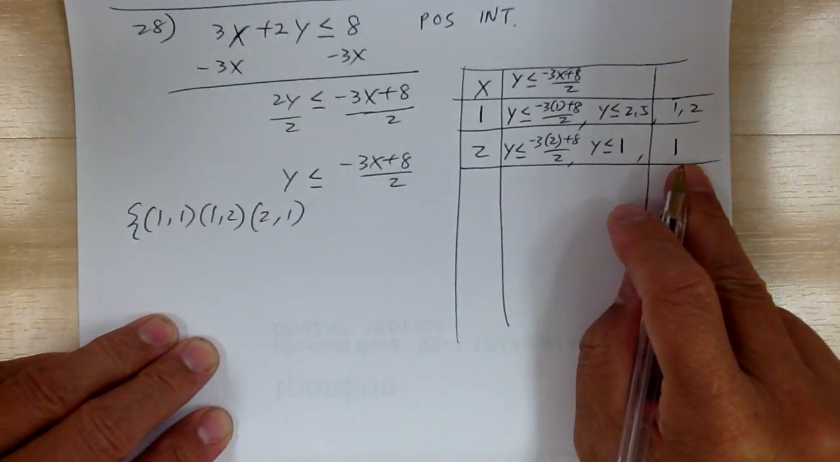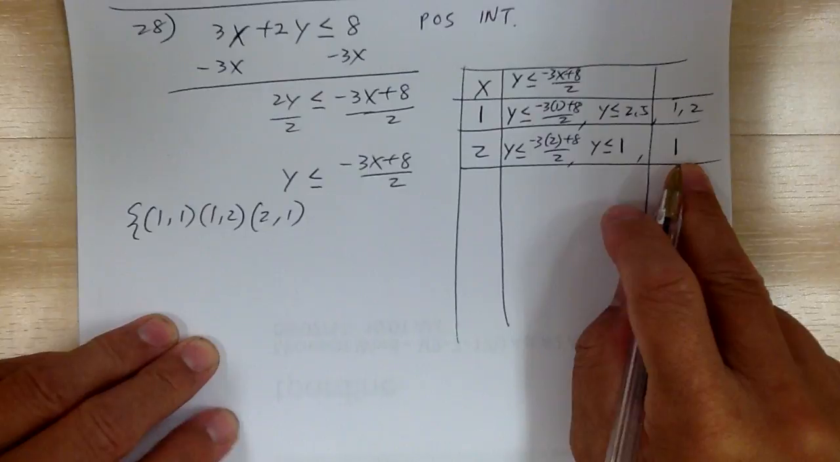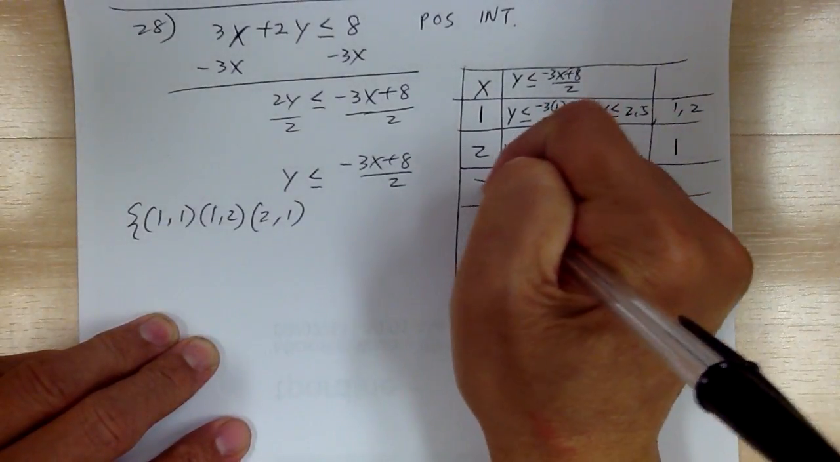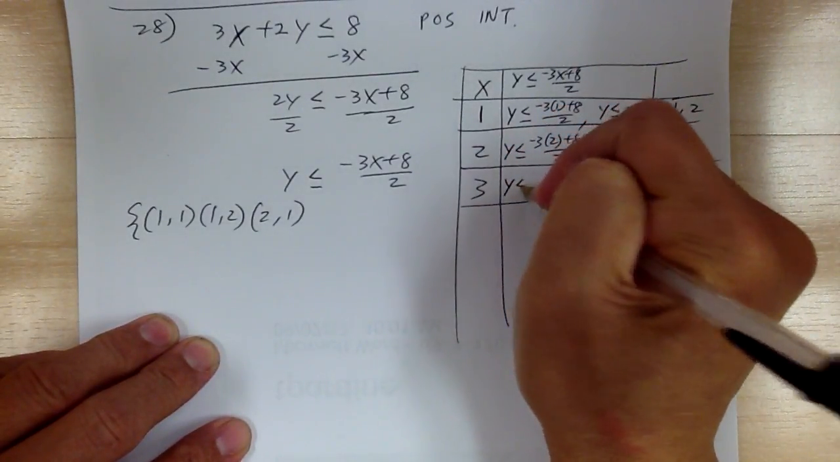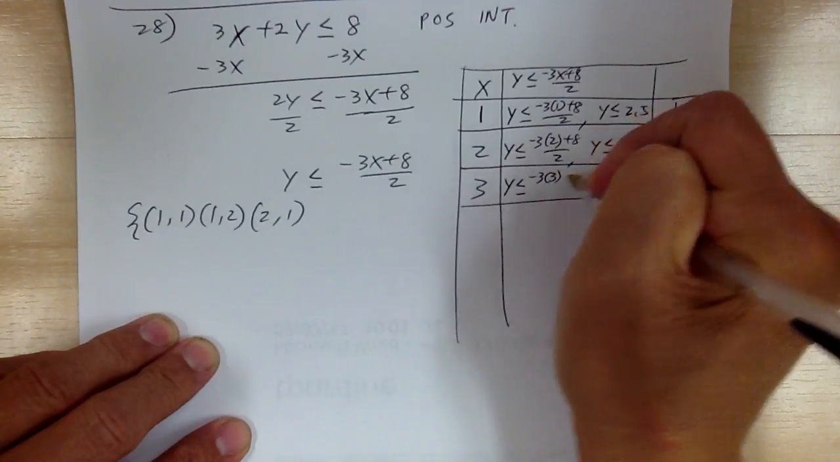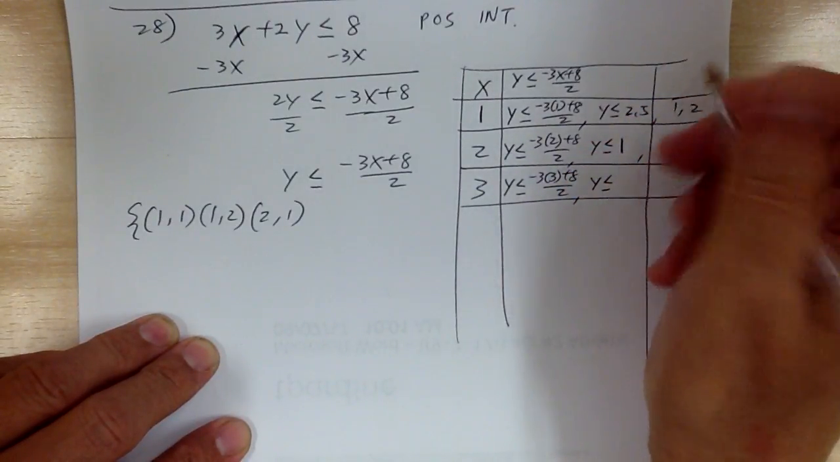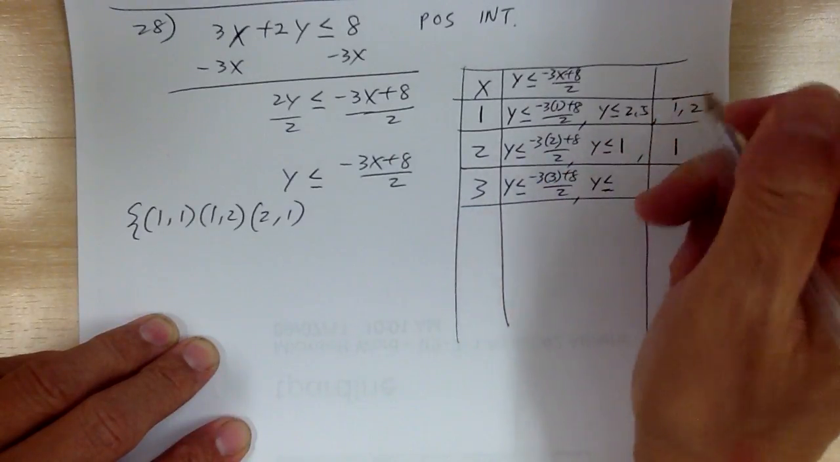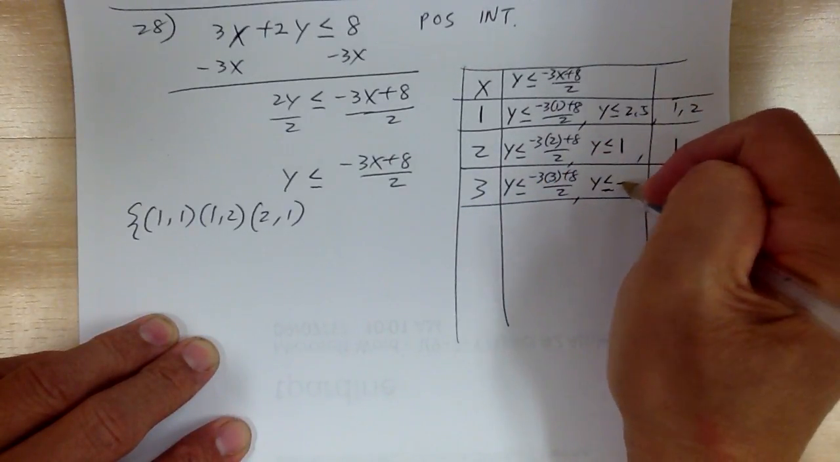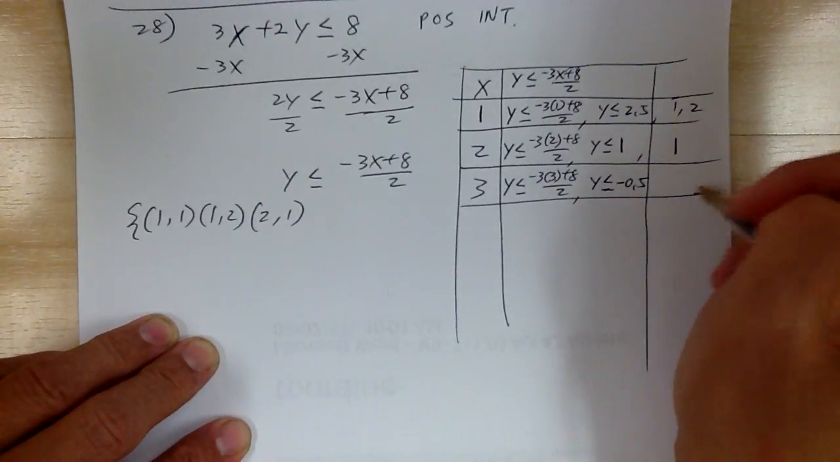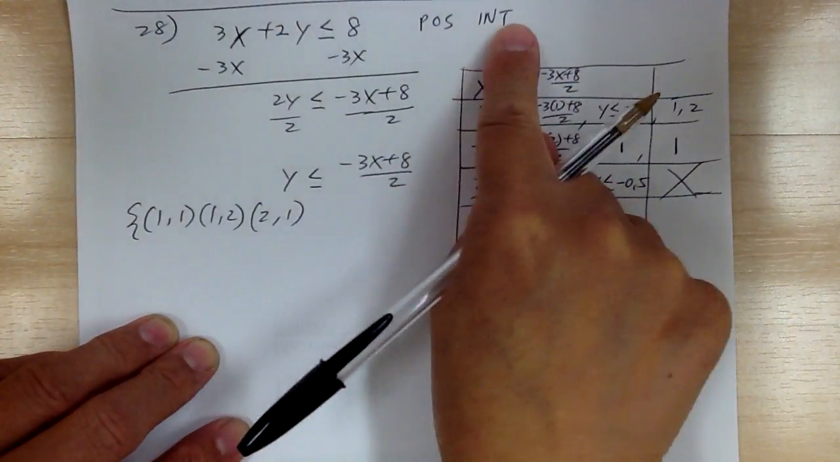Now, don't just assume that it's going to be done already. You got to keep checking until it's no good. So try x equal to 3. y is less than or equal to negative 3 times 3 plus 8 over 2. Negative 3 times 3 is negative 9 plus 8 is negative 1. So it would be negative 0.5. In this case, it's no good because it had to be positive integers.